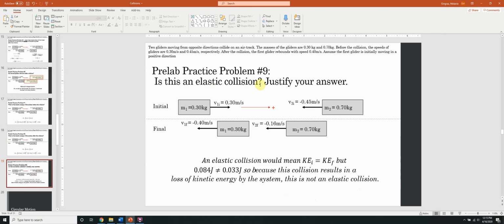Is this an elastic collision? Justify your answer. So an elastic collision would mean that KE initial is equal to KE final, but 0.084, which is what we calculated for KE initial, is not equal to 0.033 joules, which is what we calculated for KE final. So because this collision results in a loss of kinetic energy by the system, this is not an elastic collision.